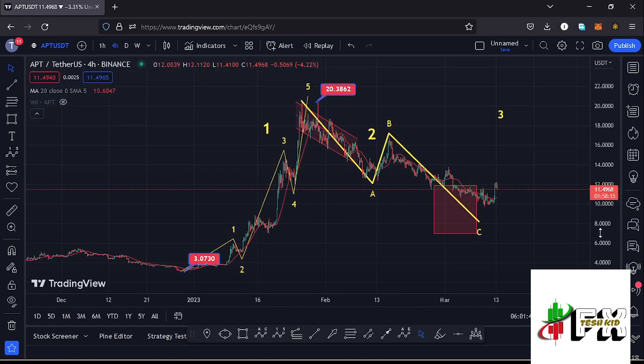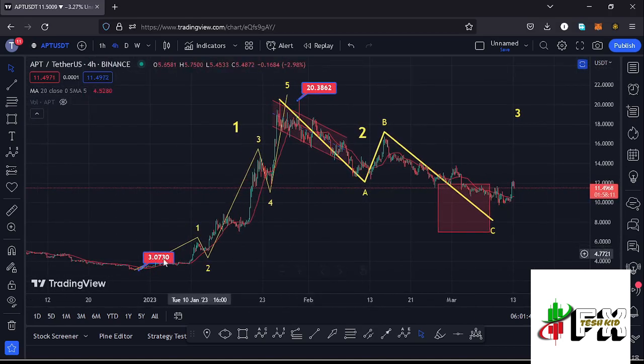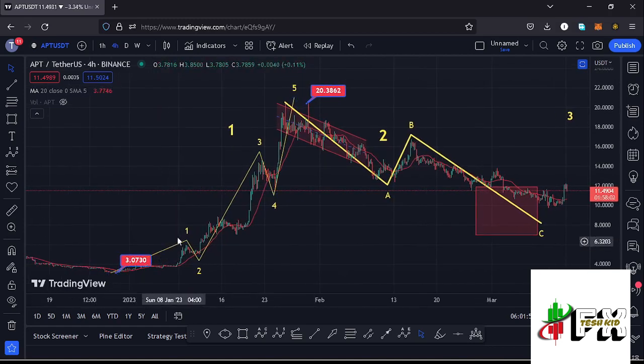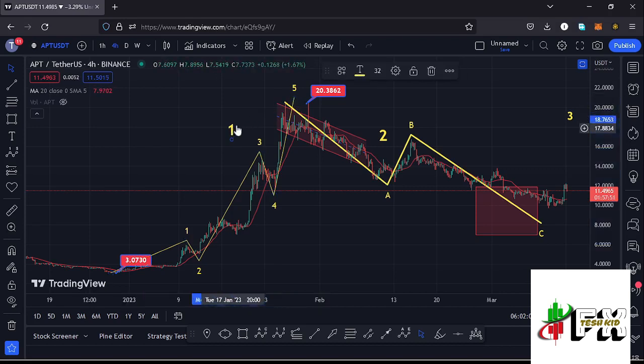Allow me to continue with the video here on the 4-hour chart by first giving you a quick recap of what has been happening, where you can see that after making our lower low at around the $3.073 mark, we started this massive bounce to the upper side obeying the Elliott wave structures, where you can see that I have this Elliott wave structure in yellow, having that as the first wave, then a wave 2, a wave 3, a wave 4, and then a wave 5, giving us a peak at around the $20.4476 mark.